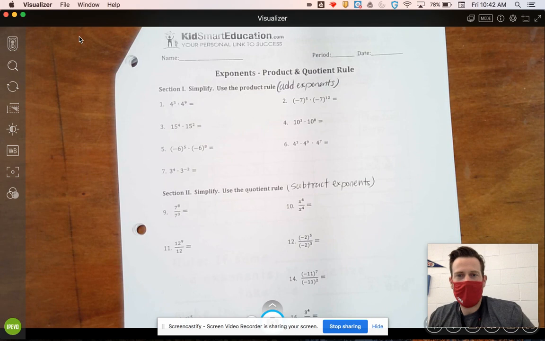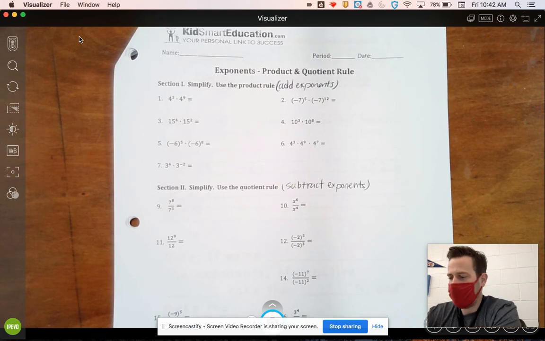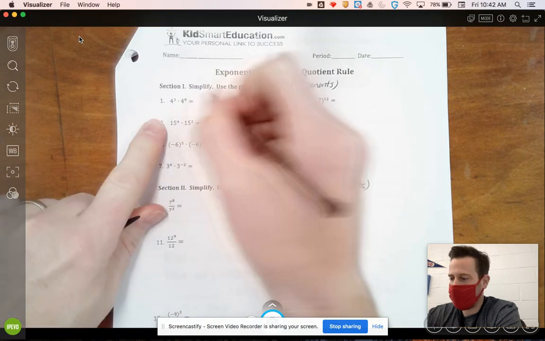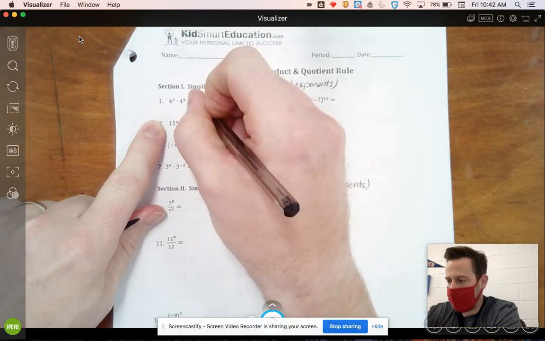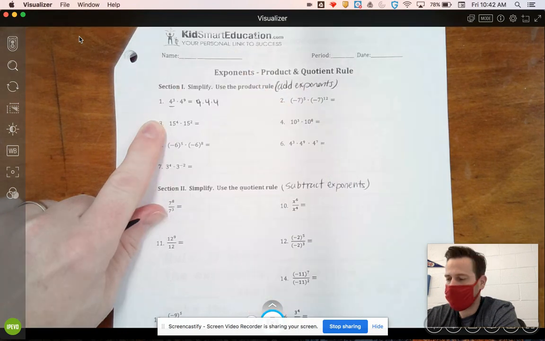But, so here it is. Basically, what you have is the first one, the product rule. Add these together so you can expand them out. That is 3 4s there. The second one has 9 4s.